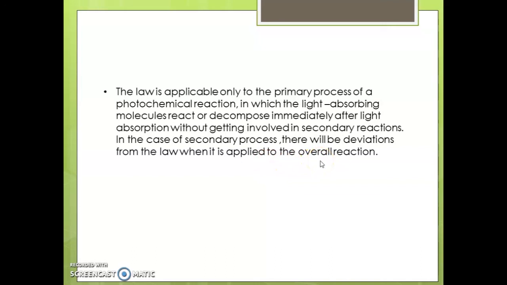This law is only applicable to the primary process of a photochemical reaction. The secondary processes which occur thereafter without light absorption are beyond the concern of the law. In other words, the law is strictly valid only for a reaction in which light absorbing molecules react or decompose immediately after light absorption without getting involved in secondary reactions. In reactions in which secondary processes do occur, there will be a deviation from the law. Okay, let us discuss the utility of this law, that is, its application.